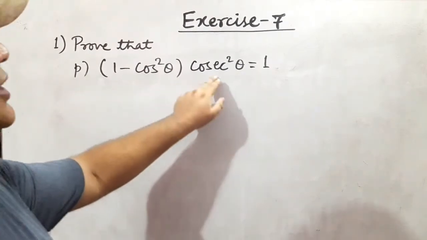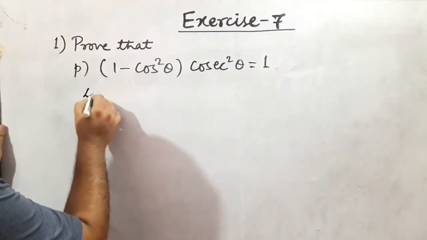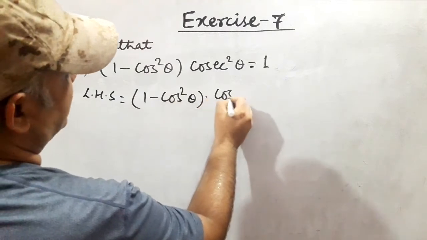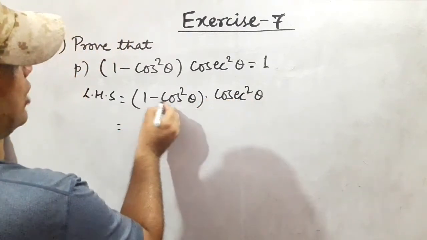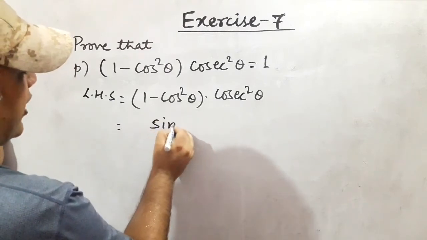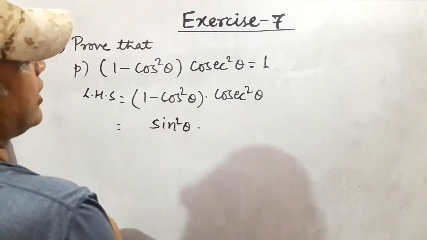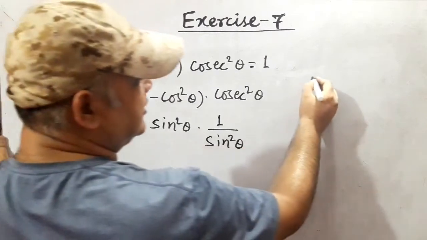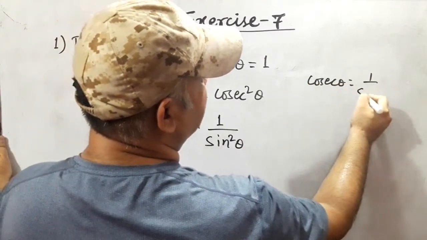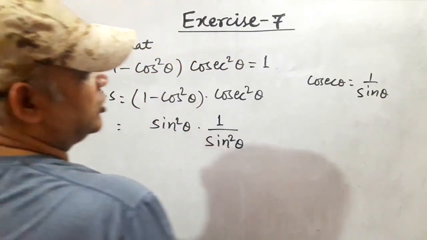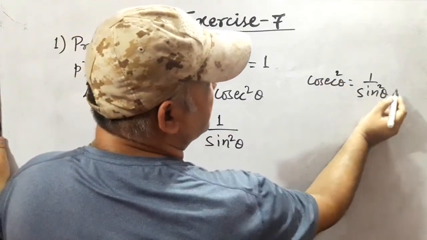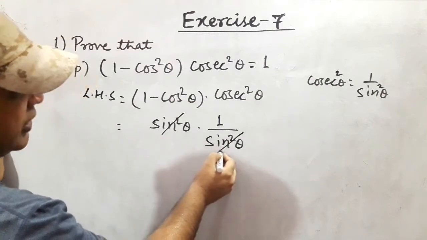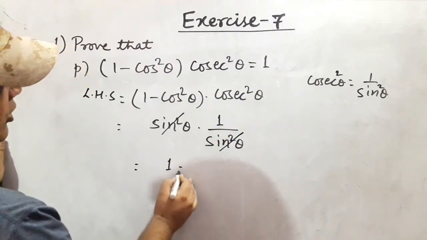1 minus cos square theta into cosec square theta equals to 1. So going through left hand side, we have 1 minus cos square theta into cosec square theta. So 1 minus cos square theta equals to sin square theta. Cosec square theta can be written as 1 by sin square theta, since cosec theta equals to 1 by sin theta from reciprocal relation. So this sin square theta in the numerator and the sin square theta in the denominator get cancelled. We have the remaining term 1, which is our right hand side.